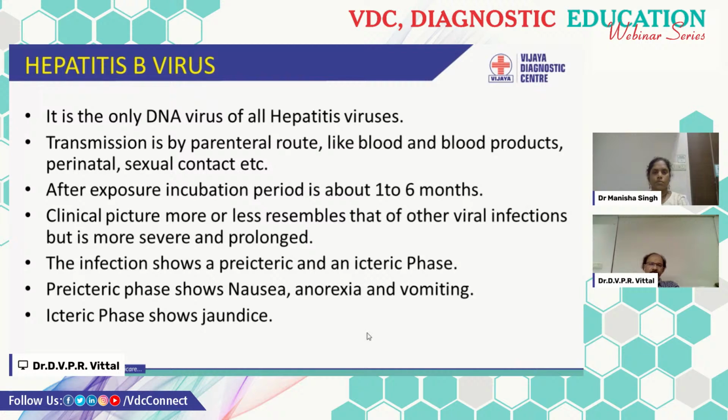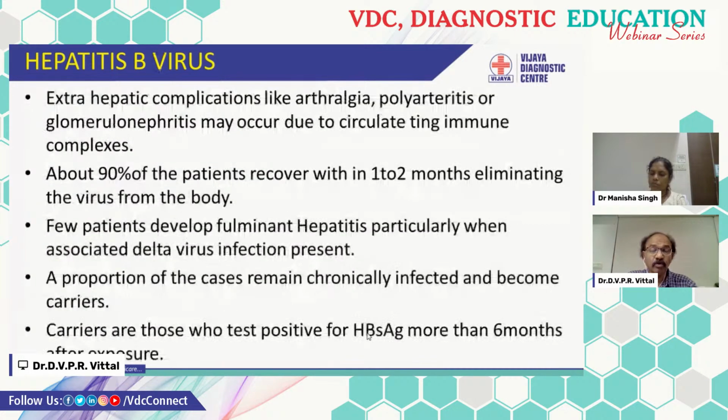Again, there are the same pre-icteric and icteric phases, with symptoms like vomiting, weight loss, and nausea, along with mild or moderate fever seen in the pre-icteric phase. And once the icteric phase starts, jaundice shows up. During the icteric phase, the pre-icteric symptoms gradually subside.